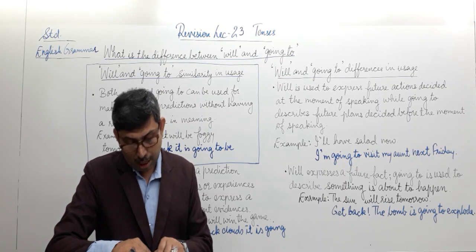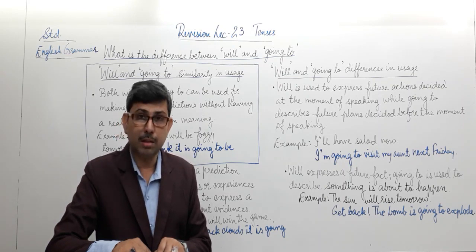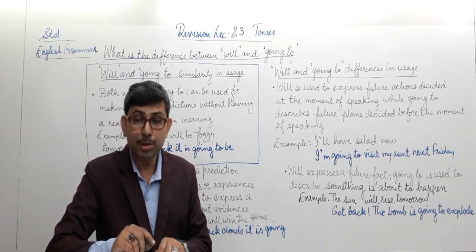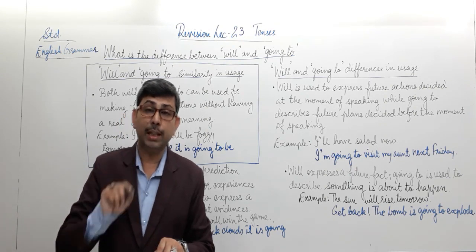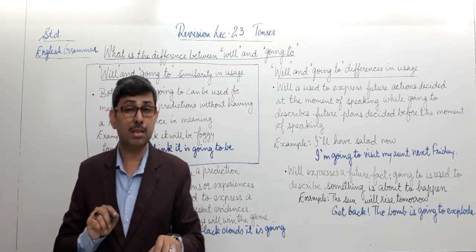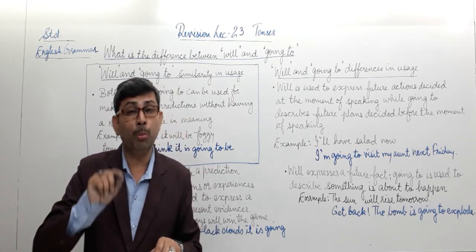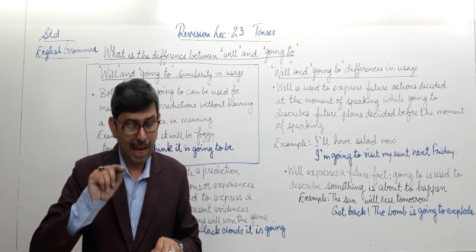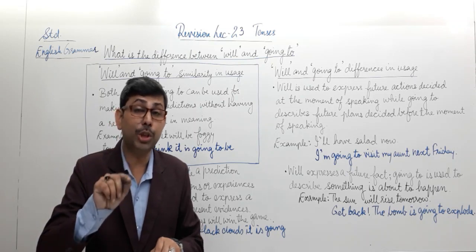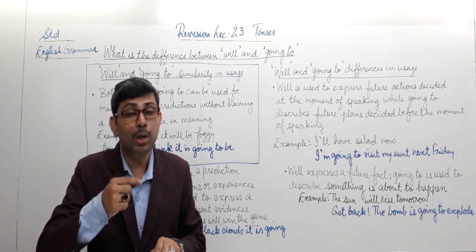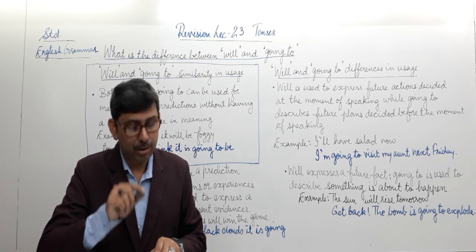The farmers are going to grow more pulses this year. So all these five examples you see explain to us the understanding of the going to form of the future tense as used as an intention, as something that is going to happen. It's a plan over here.